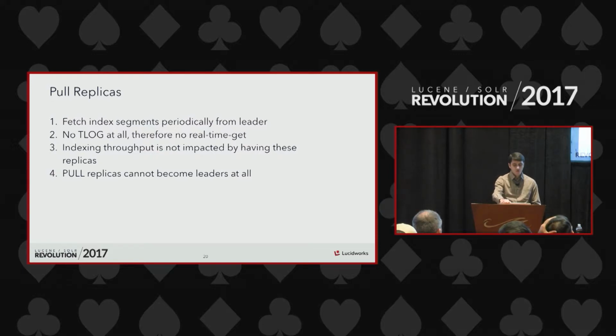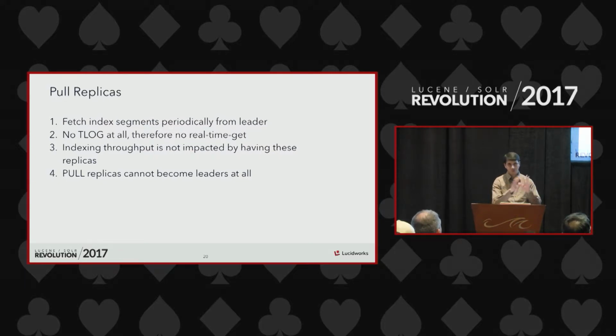So how do you, and of course, because they do not have a T-log, we cannot support real-time gets on these replicas anymore. So no real-time get on pull replicas, although real-time get is still possible on the T-log replicas, but there are some caveats to that, which we'll discuss in a couple of slides.